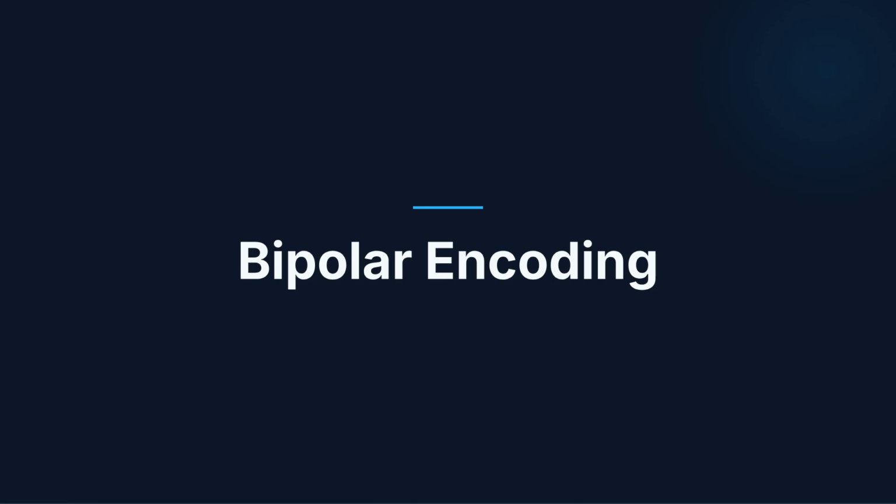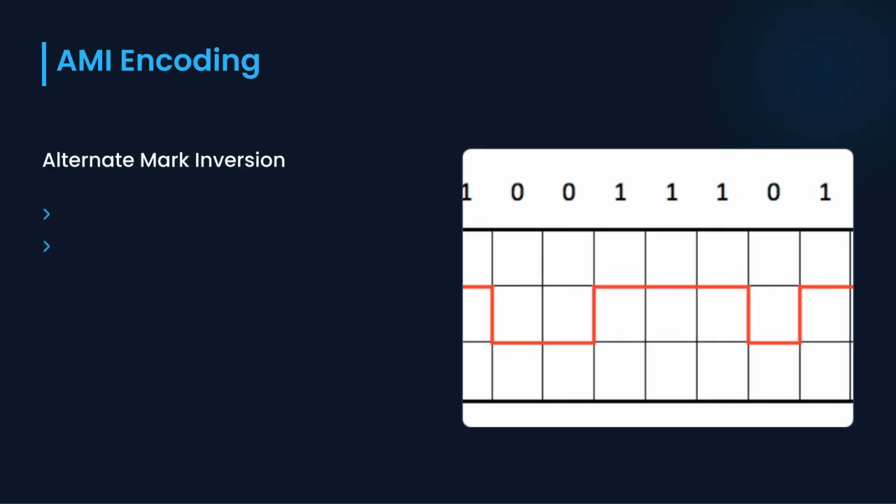We now move to bipolar encoding, which uses 3 distinct voltage levels: positive, negative, and 0, for data representation. Alternate mark inversion, or AMI, is a bipolar scheme. Zeros are represented by neutral 0 volts, while ones alternate in polarity between positive and negative voltage levels.